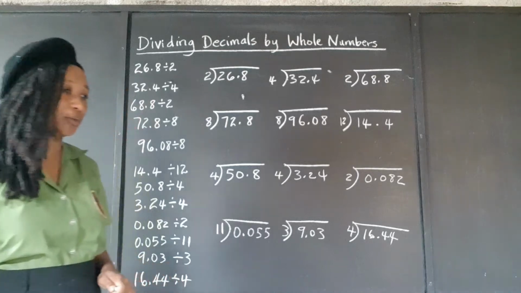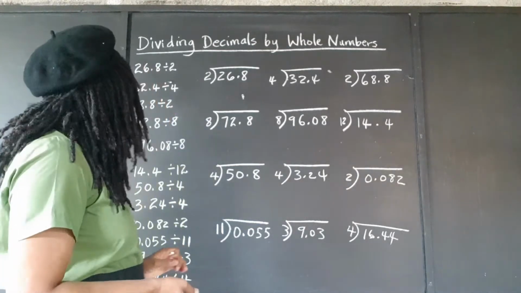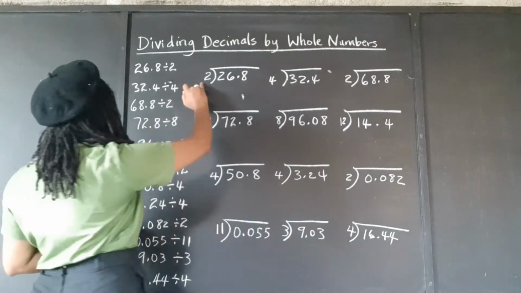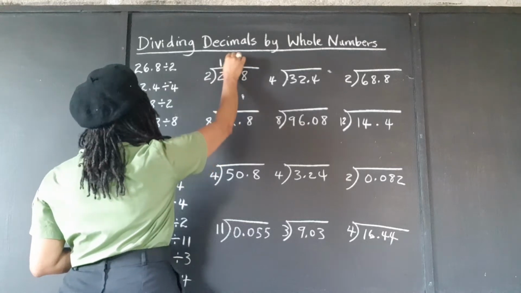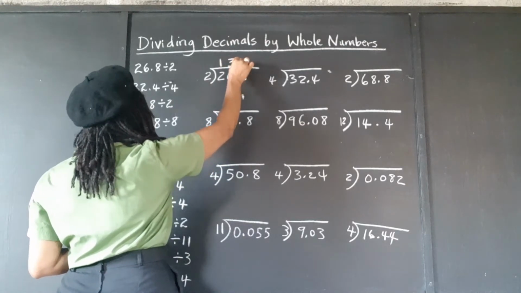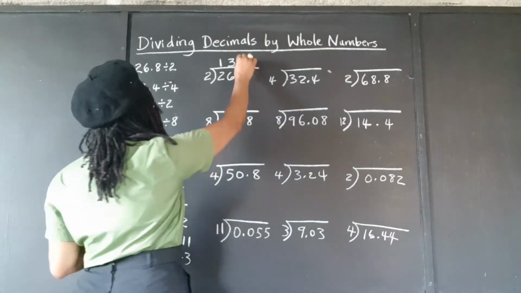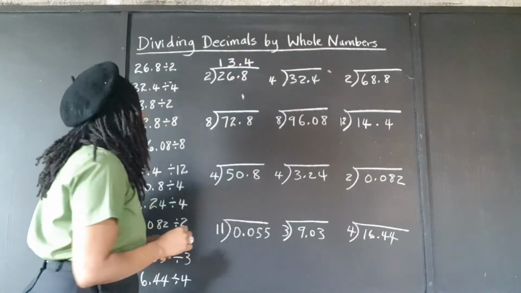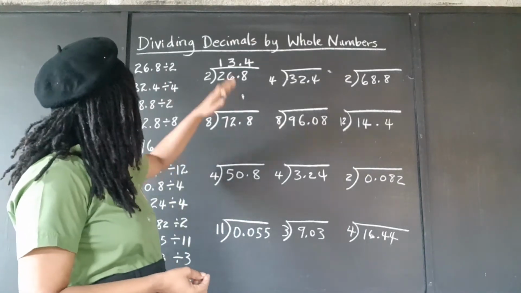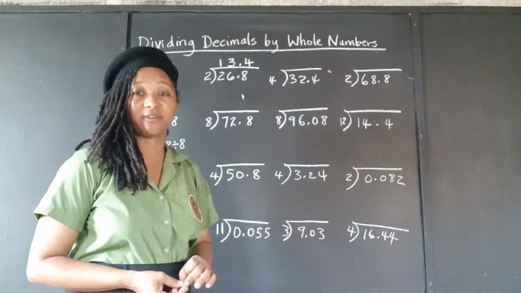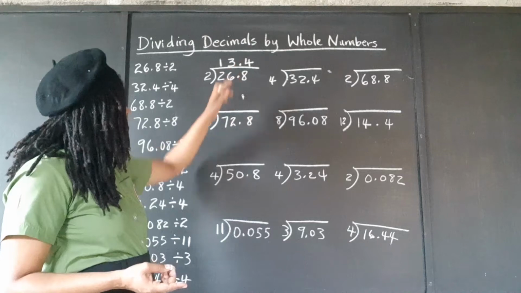Alright, so we're going to do our division, like I said, just like we would normally do. So we're saying 2 into 2 goes 1 time, 2 into 6 goes 3 times. Put back your decimal point, and 2 into 8 goes 4 times. So 26.8 divided by 2, the quotient is 13.4. Right, just put back your decimal point, line it up.